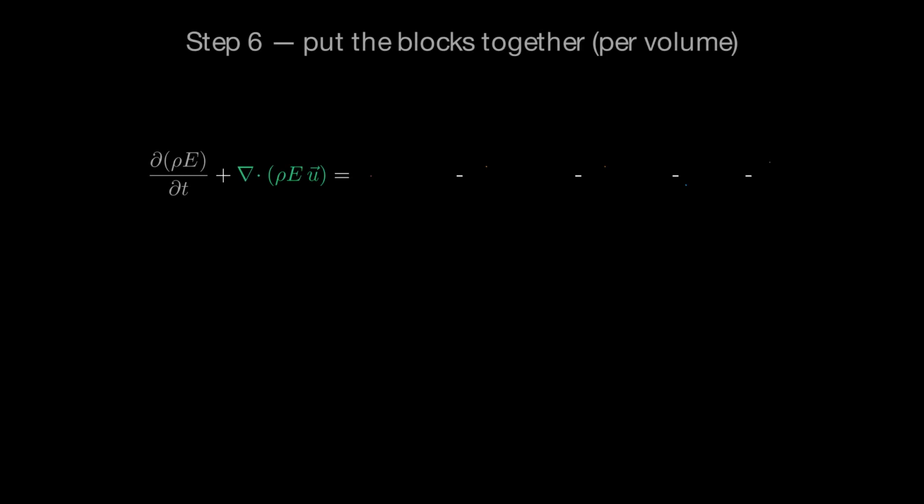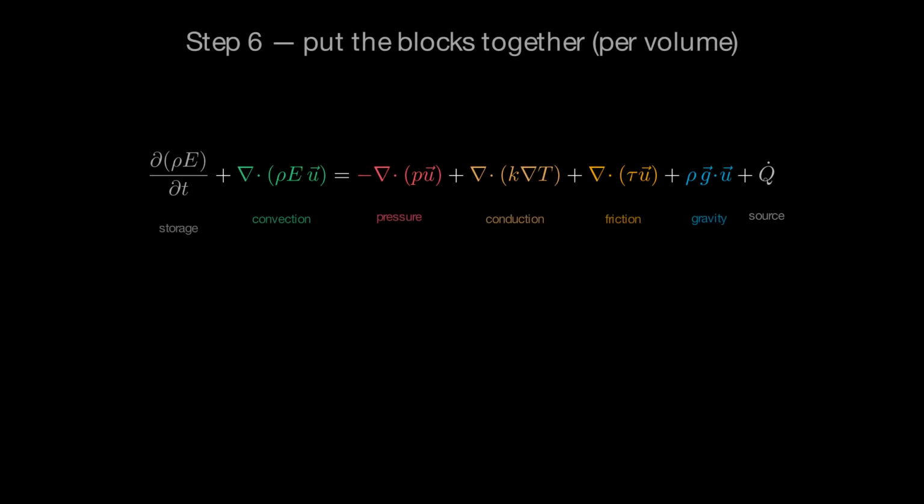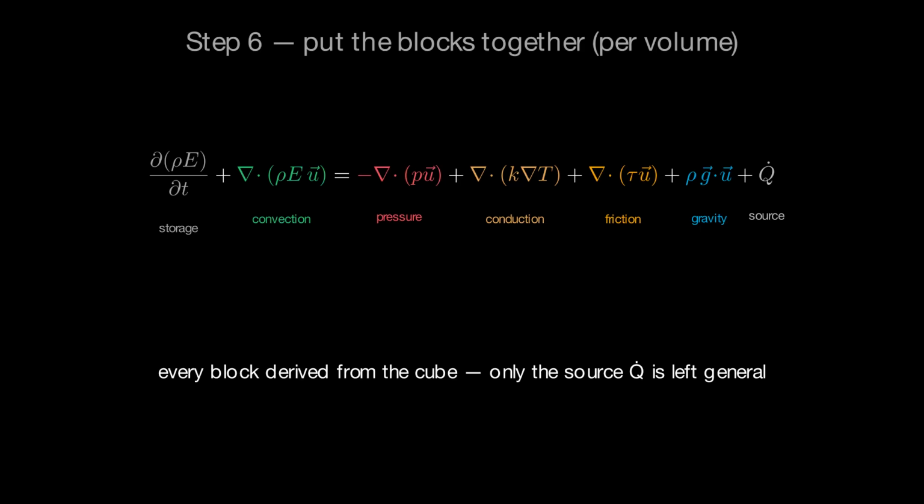Now put every block together and divide by the volume. The energy stored, plus what the flow carries, equals the pressure work, plus conduction, plus friction, plus gravity, plus the source. Every term we derived from the cube, only the source stays general. That's the energy equation.